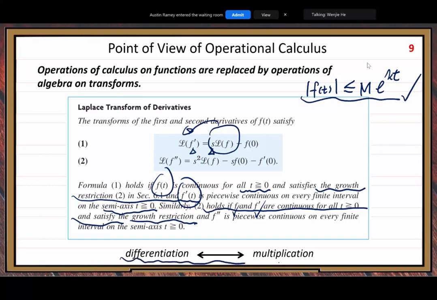So that's why we have this view regarding the Laplace transform operation: differentiation corresponds to multiplication. Or you can say it this way, under the Laplace transform.